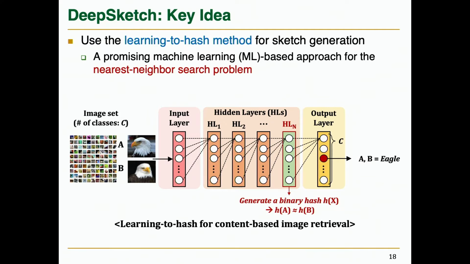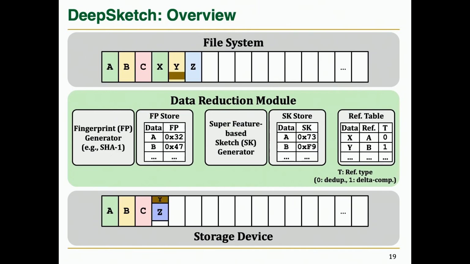If two images are similar enough to have the same inference result, it means that the activations in the last hidden layer are also likely to be similar, and so are their hash values. So basically, DeepSketch replaces the existing super-feature-based sketch generator with a DNN-based sketch generator.